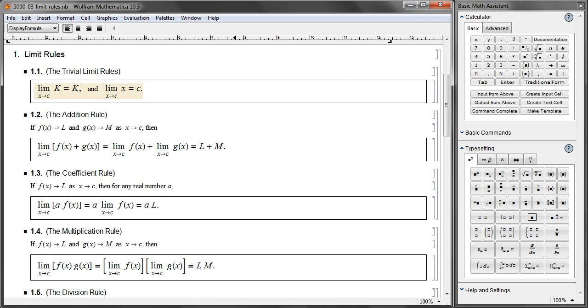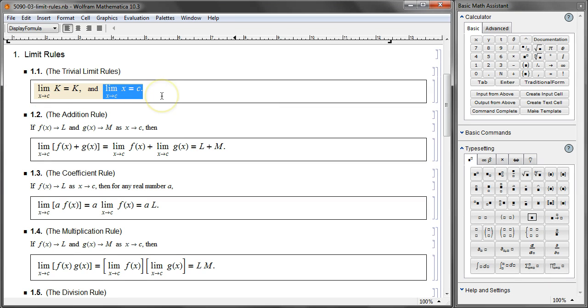First, the trivial limit rules. The limit of a constant is the constant itself. Limit as x is approaching c, x is c. They are really trivial. Another way to express this first statement is kind of like this. If k is constantly k, then k is k. Did it make sense? Well, it was so trivial that it sounded so stupid.